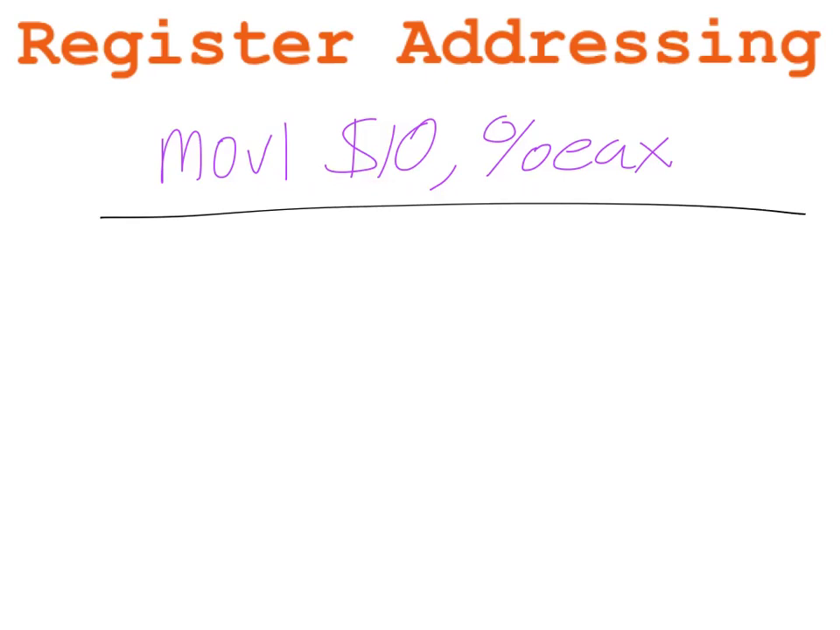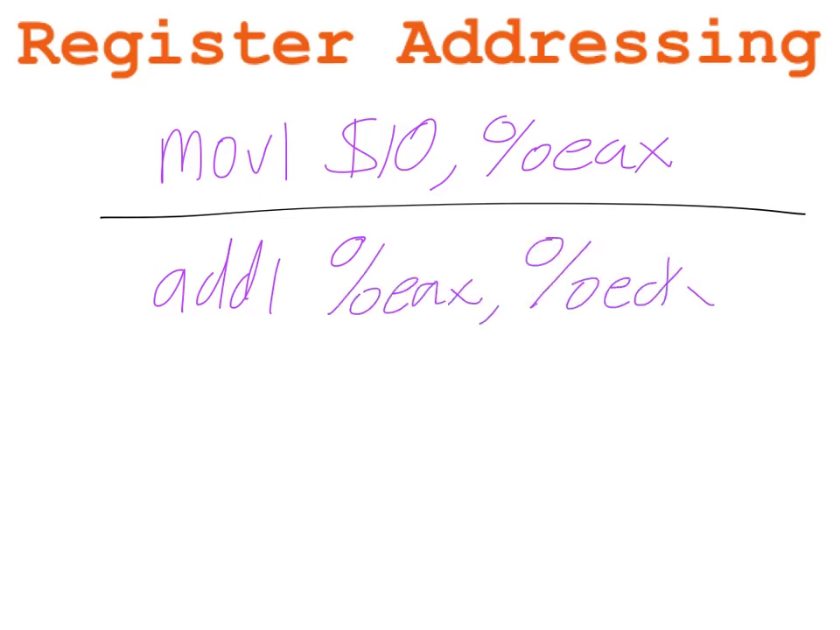So, in addition to this move, let's consider another example. Let's say we want to add the A register to the D register. Now, in this example, we have register addressing in more than one way. We're specifying this source parameter as the A register, and we're also specifying the other piece of data that we're going to add using the D register.